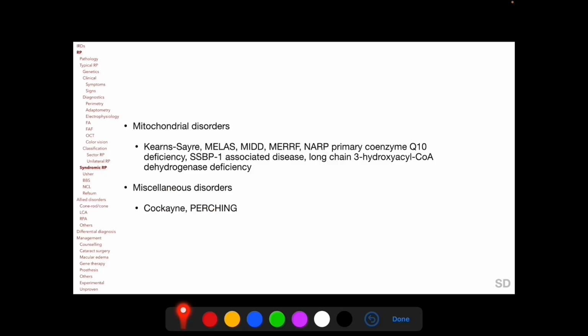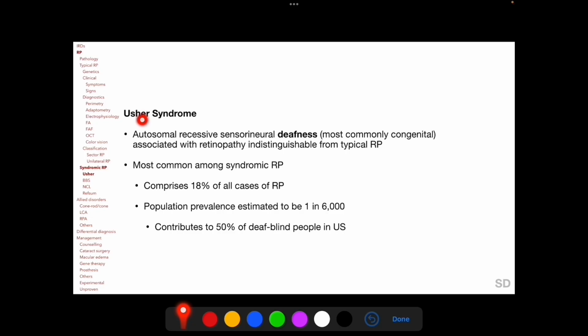And we will be discussing only about Usher syndrome, Bardet-Biedl syndrome, neuronal ceroid lipofuscinosis, and Refsum's disease. Usher syndrome is autosomal recessive sensorineural deafness associated with retinopathy having bone spicule pigmentation indistinguishable from typical retinitis pigmentosa. Usher syndrome is the most common among syndromic RP and is estimated to contribute to 50% of deafblind people in US.